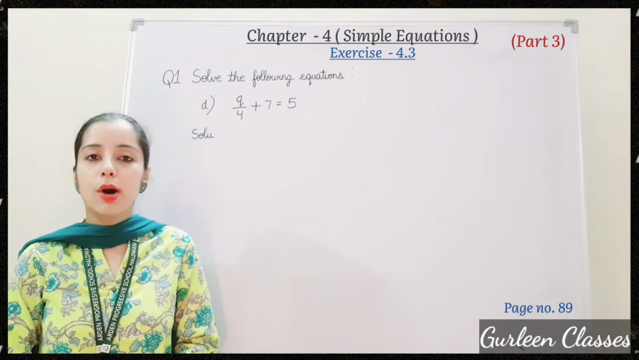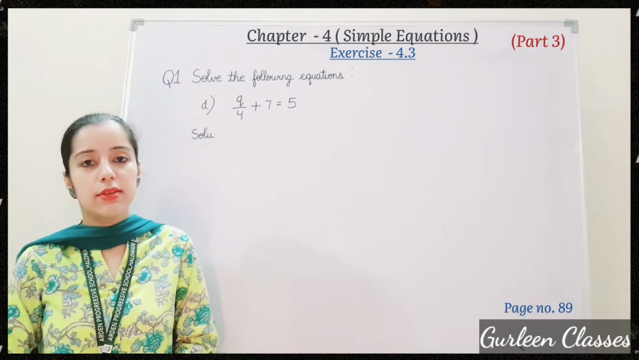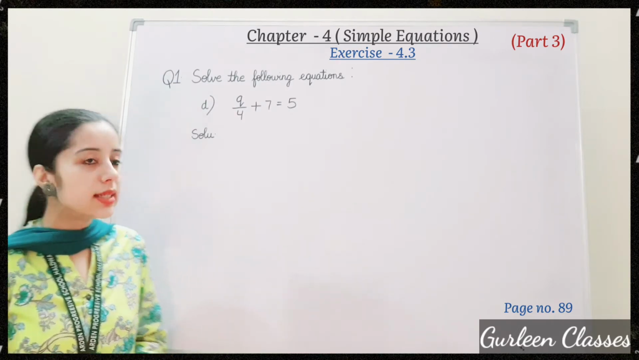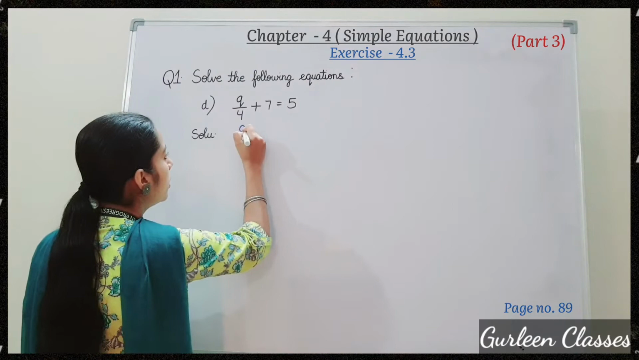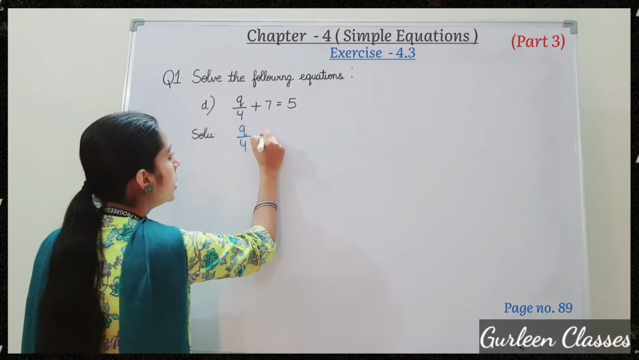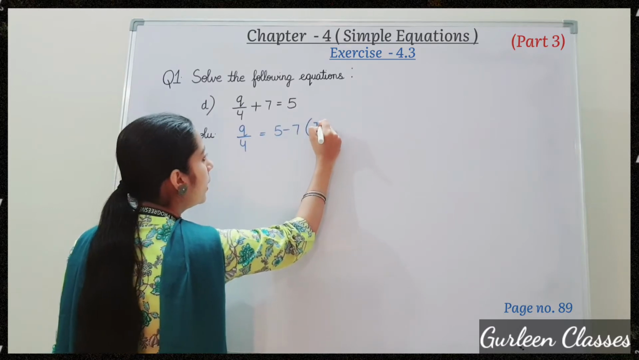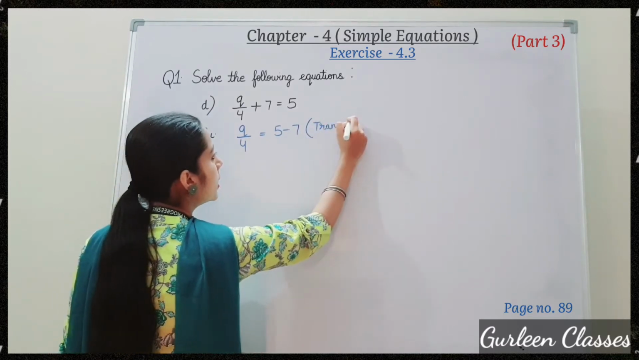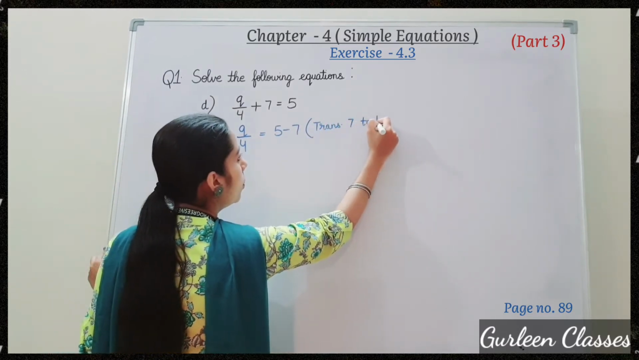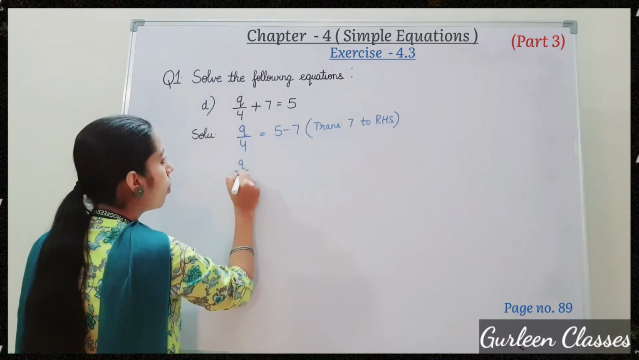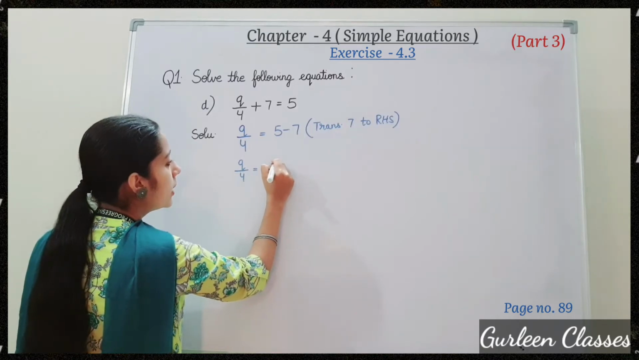Part d. q upon 4 plus 7 is equal to 5. So transpose 7 to RHS, so it will become minus. So write here q upon 4 is equal to 5 minus 7, transpose 7 to RHS. So q upon 4 is equal to minus 2.